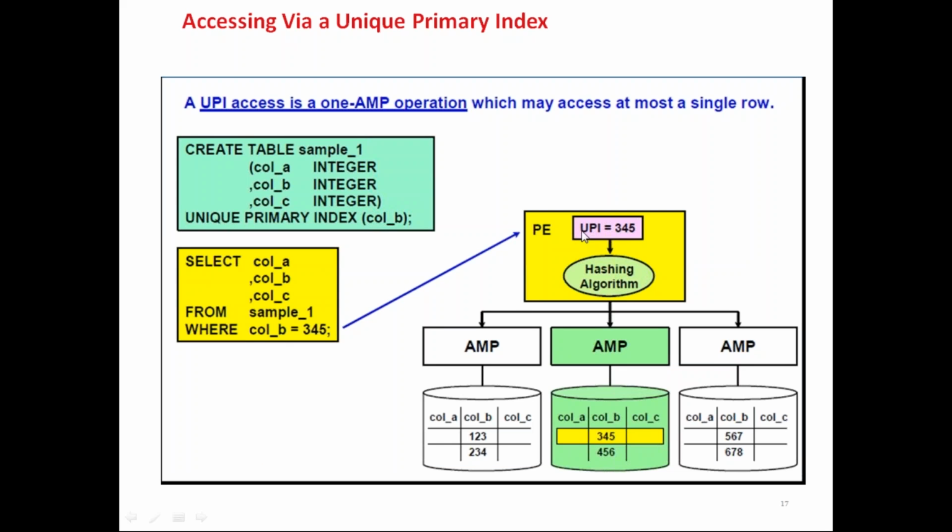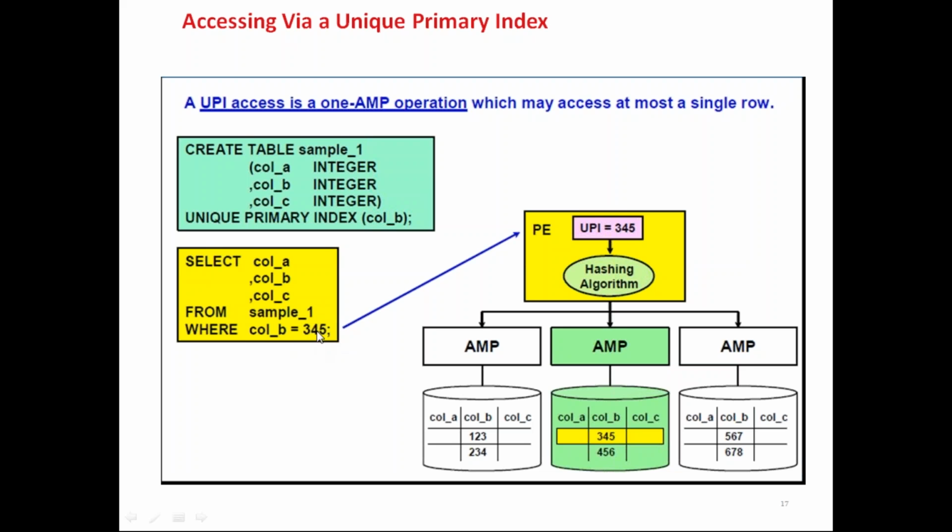Okay. And all the values of the non-unique primary index are given to the hash algorithm. So there may be duplicates also. If there are two rows which are duplicated, it would generate the same row hash value. So all these two rows or three rows which have the same primary index value will be stored in the same AMP because of the duplication. Okay. And let's suppose in the where clause I have used the primary index value. It may be duplicated now because we have created a non-unique primary index.